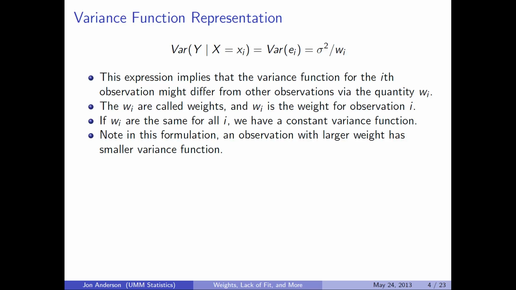However, the way we're writing this, we are letting different observations possibly have different wi values, which would mean that different observations have different variances. And in the way we're doing this, an observation with a larger weight is going to have a smaller variance. So we're going to get used to this way of representing the variance function.